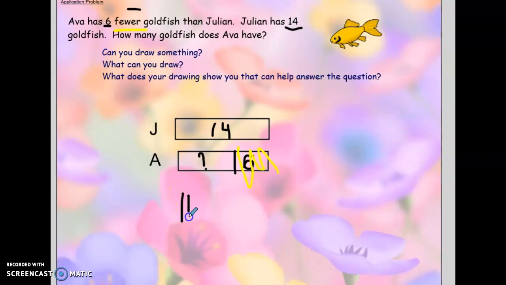14, that's how many Julian has, minus 6, because she has 6 fewer. 14 minus 6, so go ahead and solve that on your paper. All right, guys, the answer you should have gotten is 8. We know that Ava has 8 goldfish.